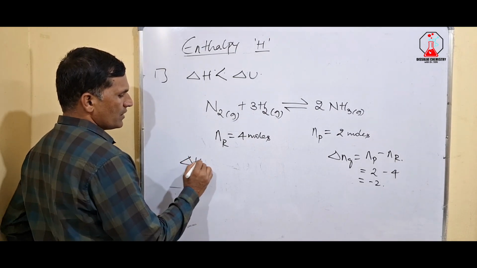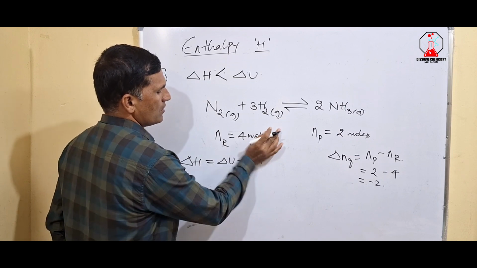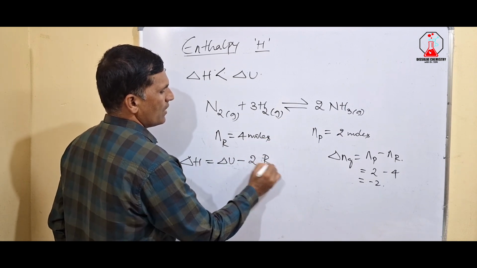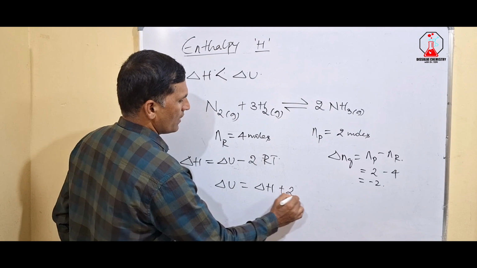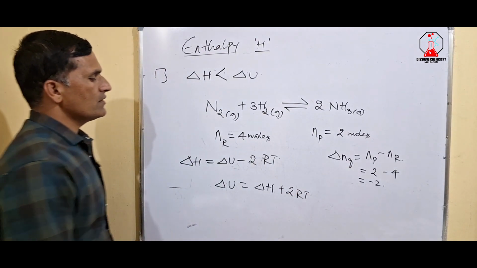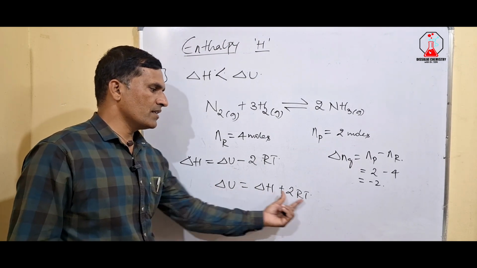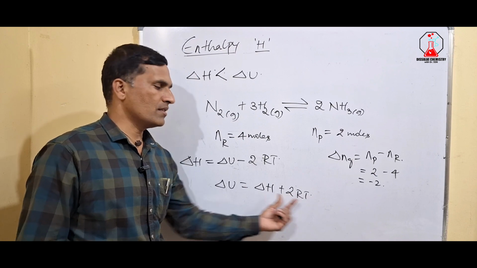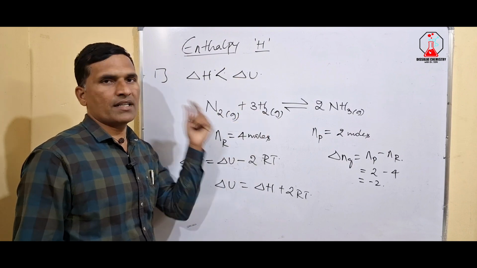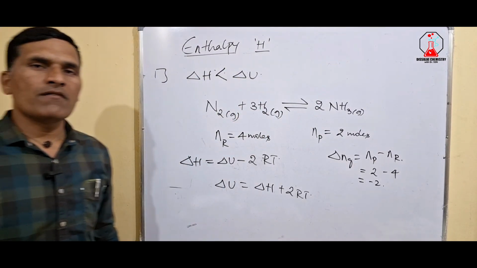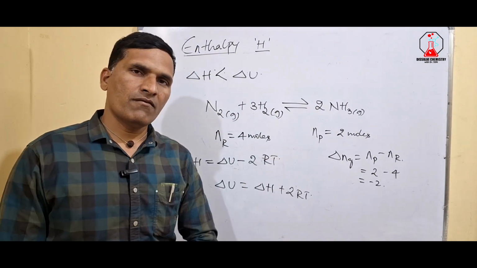So when we substitute in the equation, delta H is equal to delta U minus 2 RT. Therefore delta U is equal to delta H plus 2 RT. That means our internal energy is greater than the change in enthalpy by this factor 2 RT. So the change in enthalpy is less than the change in internal energy of the system under such conditions, when the number of moles of gaseous reactants is greater than the number of moles of products.